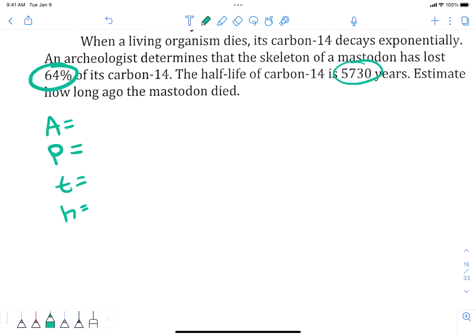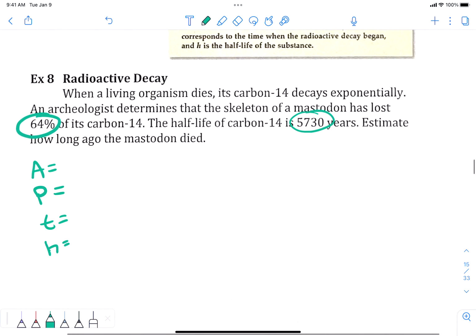Okay, what don't we know? We don't know what T is. We don't know how long the time has been. Do we know H? The half-life is 5,730.